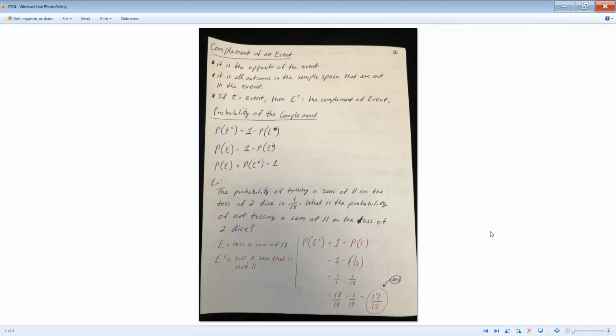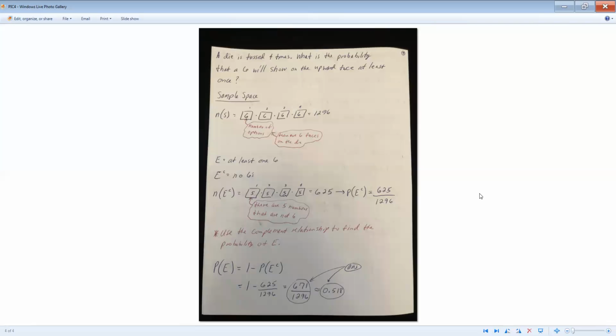All right, so let's look at one more example. A die is tossed 4 times. What is the probability that a 6 will show on the upward face at least once? So what's the probability you roll 6 at least once?